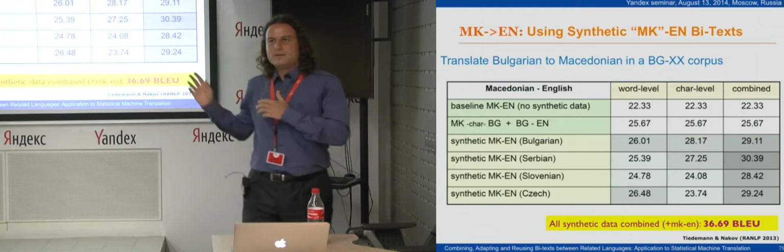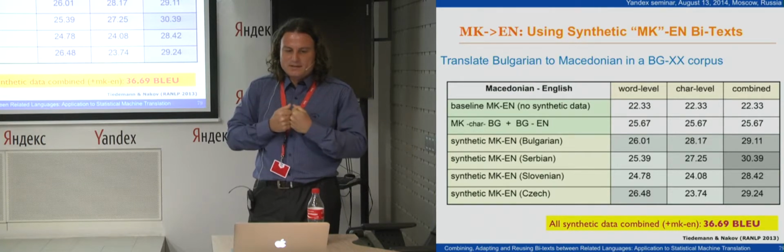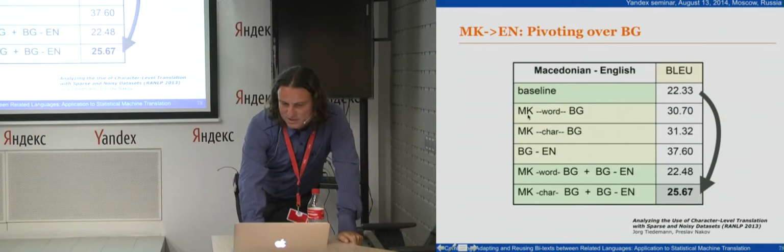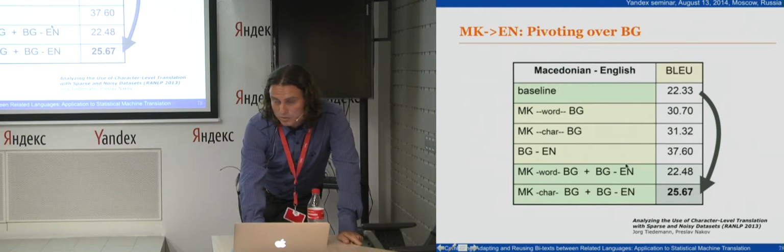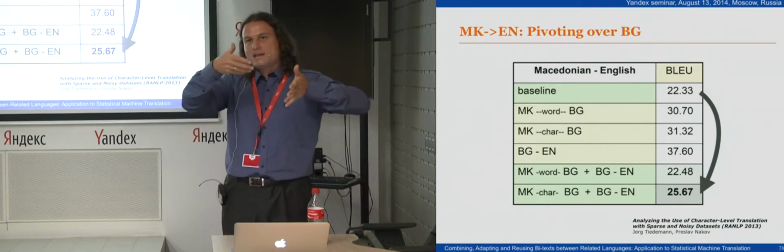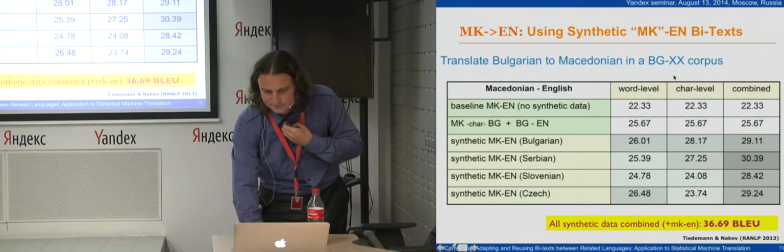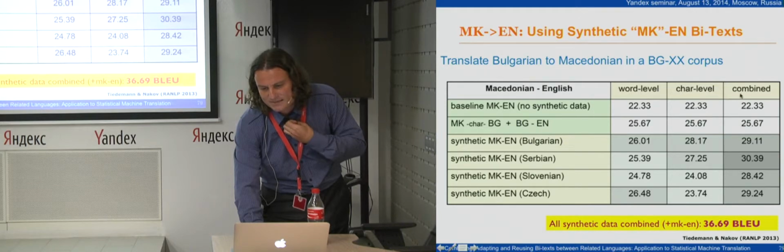Now it turns out that it's better to generate synthetic data. So instead of taking the Macedonian input, translating it to Bulgarian, and then translating this Bulgarian to English, it is better to take Bulgarian from the big Bulgarian English data that you have for this high quality system, and translate this Bulgarian to look like Macedonian, just like before we were doing with Malay English to look like Indonesian English. And train a system on that. And if you do this, whether you do the adaptation at the word level or at the character level, it turns out to work better.